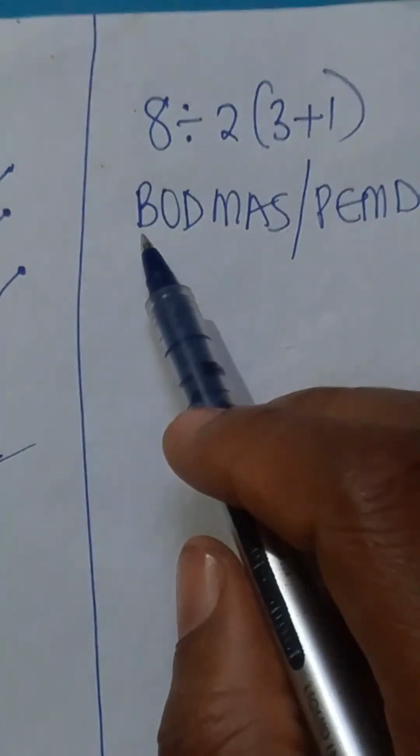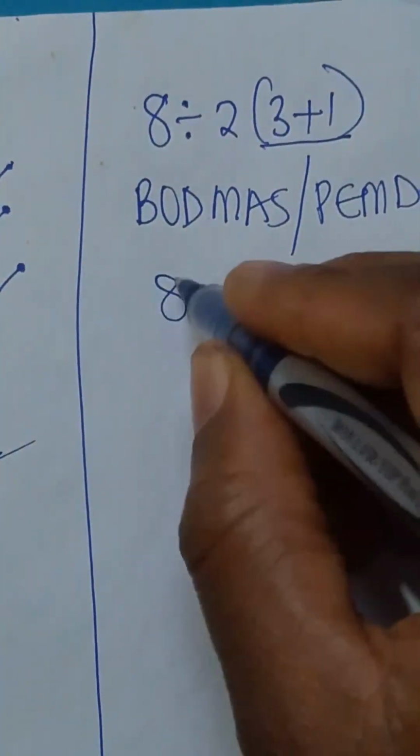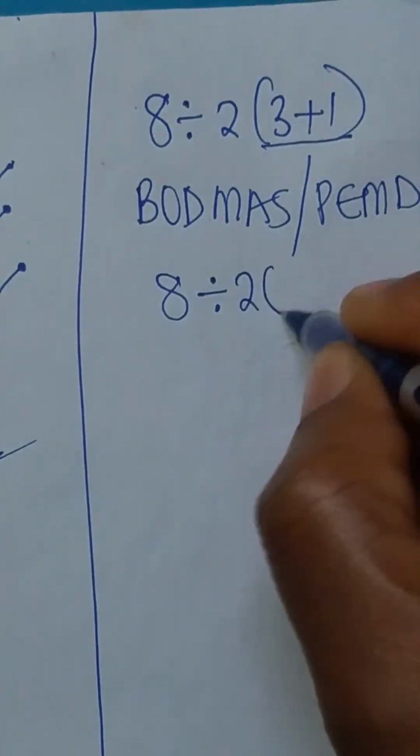So B is for bracket. We solve bracket first. So we'll start with the bracket. We'll start by solving here. Okay, we have 8 divided by 2 bracket 4.